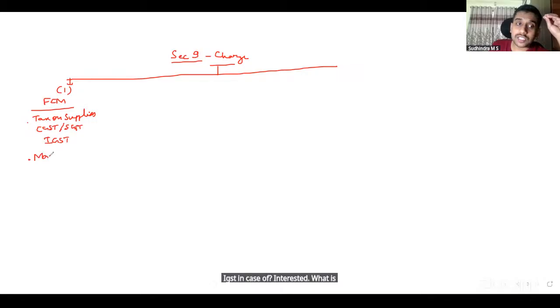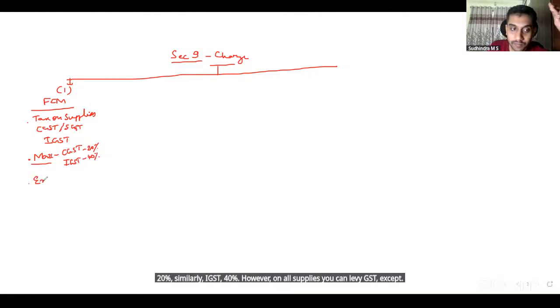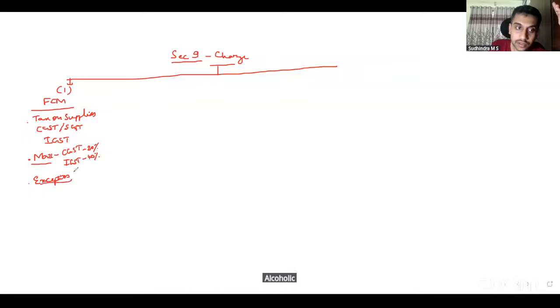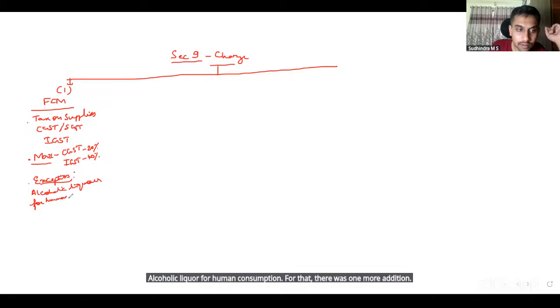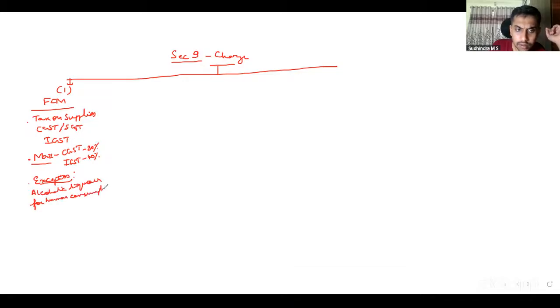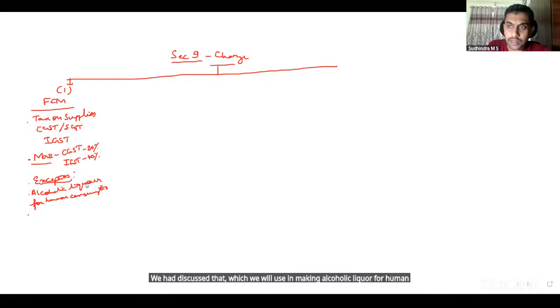What is the maximum CGST that we can levy as per the act? 20%. Similarly, IGST 40%. However, on all supplies you can levy GST except alcoholic liquor for human consumption. For that, there was one more addition. We had discussed that which we will use in making alcoholic liquor for human consumption.